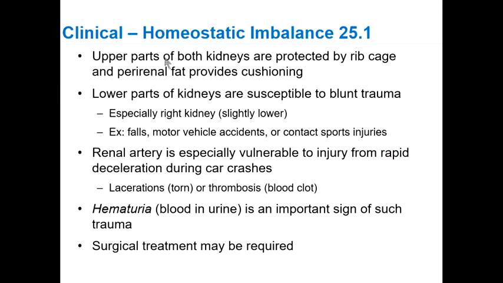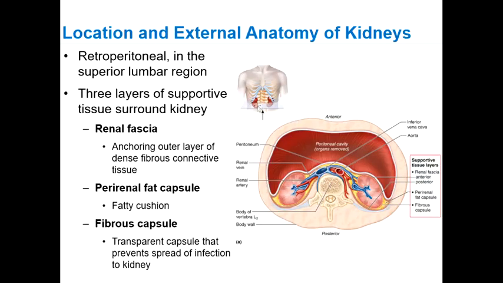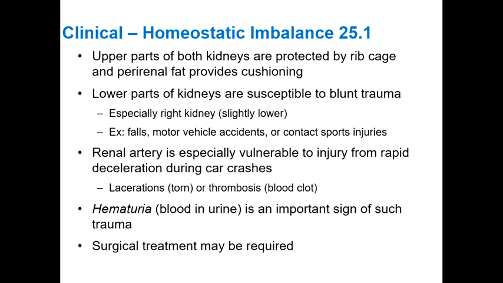So the upper parts of your kidneys, both of them, are protected by your rib cage and that perirenal fat that we saw on the previous slide. But the lower parts of the kidney, the bottom half of the kidneys, are susceptible to blunt trauma, especially the right kidney, which is slightly lower. So if we look at the two kidneys, we see the right one's lower than the left, and that's because we have a large liver on the right side of our body, which is occupying that space, pushing the kidney down further on the right side.